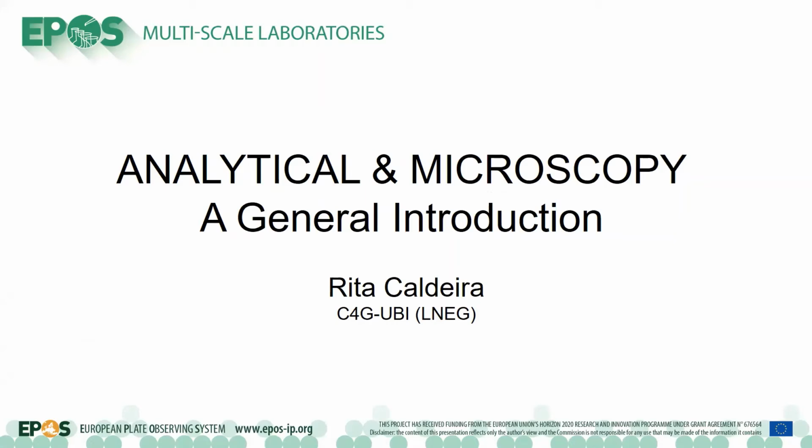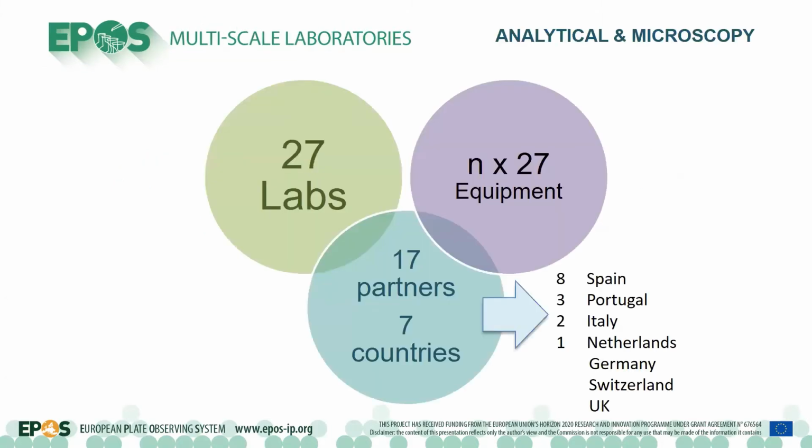I will talk about the analytical and microscopy group, and it's only a general introduction. So the analytical and microscopy group has 27 labs. I don't know how many, I didn't count the equipment, but each lab has more than one piece of equipment. 17 partners from 7 countries.